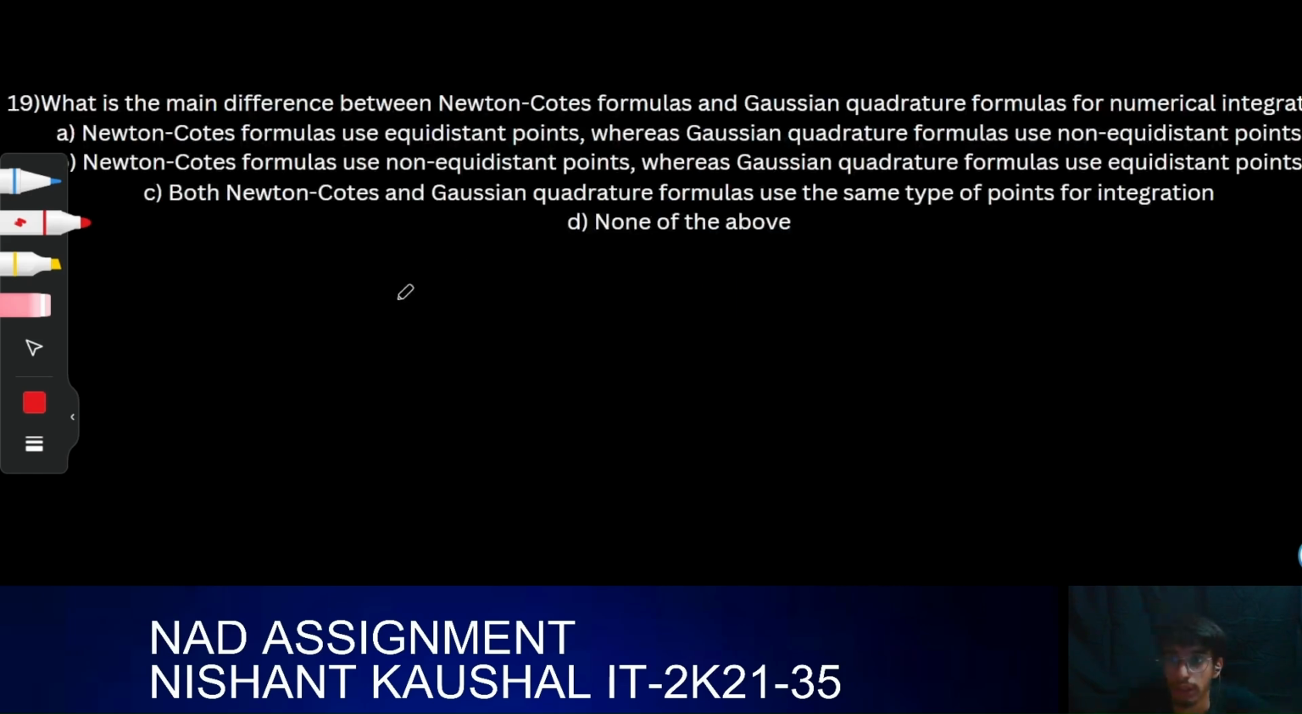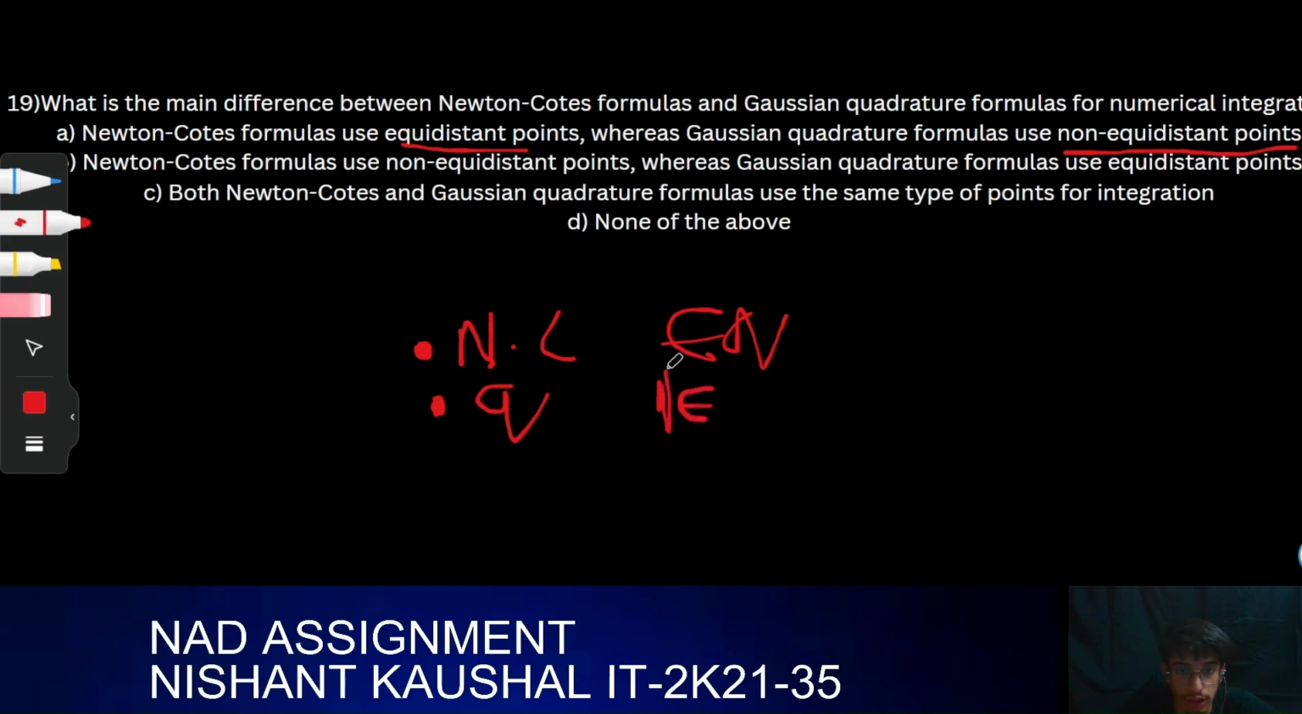Let us proceed to question number 19. What is the main difference between the Newton-Cotes formula and the Gaussian quadrature formula for numerical integration? The Newton-Cotes formula uses equidistant points, whereas the Gaussian quadrature formula uses non-equidistant points. So it should be remembered that the Newton-Cotes formula uses equidistant points and the quadrature formula uses unequal or non-equidistant points, right?